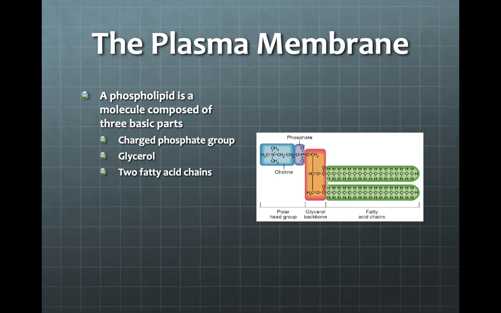So I mentioned that it embeds itself in the hydrophobic part of the phospholipid bilayer. So what is a phospholipid bilayer? It's a molecule composed of three basic parts: we have a charged phosphate group, we have a glycerol, and two fatty acid chains. A great way to remember what a phospholipid bilayer is, is this.